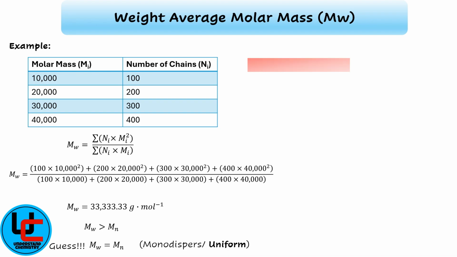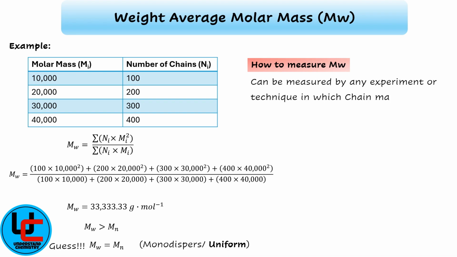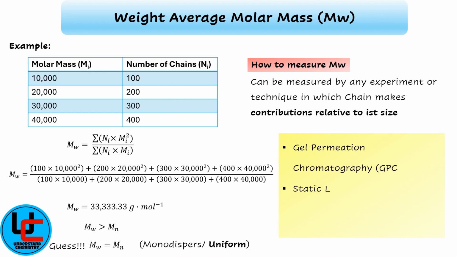Now let us see how to measure Mw practically. Actually, weight average molar mass is determined by any experiment in which each molecule or chain makes a contribution to the measured result relative to its size. The first one in my list is gel permeation chromatography, also known as size exclusion chromatography. This technique separates polymer chains based on size and provides a distribution profile that is used to calculate Mw.